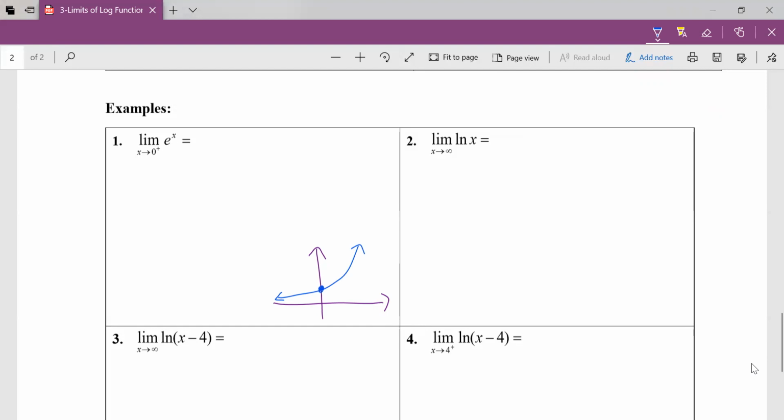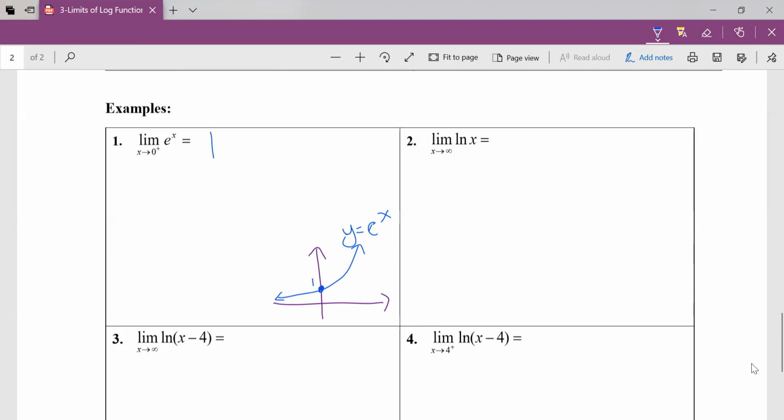So that's what the graph of e to the x looks like. The limit is 0 as it comes from the right. Remember, our y-intercept is always originally at 1. Okay, so just as a review as to what e to the x looks like.